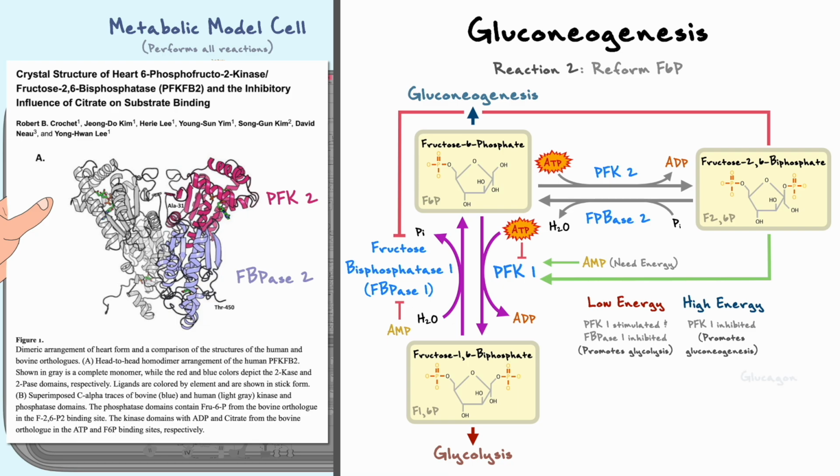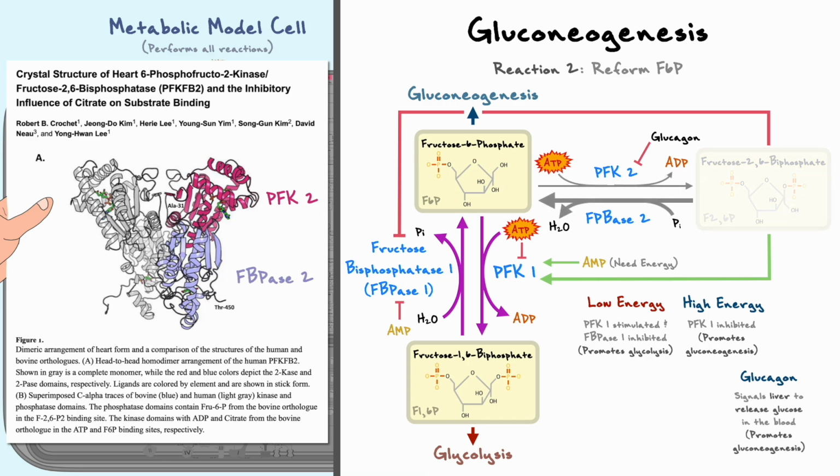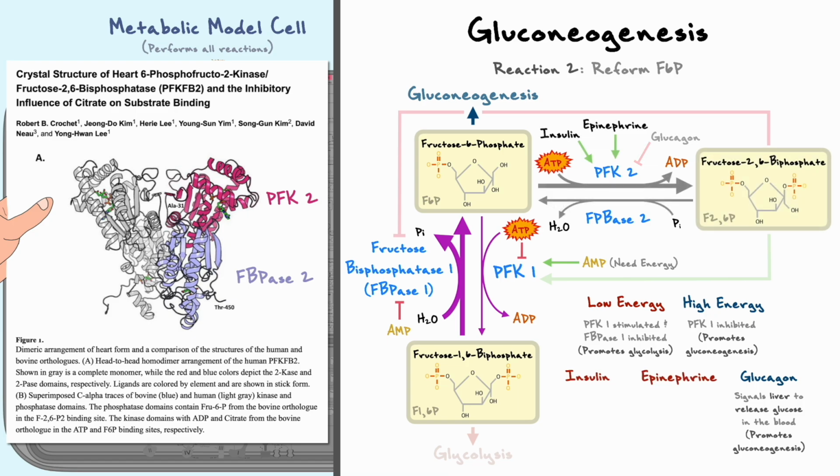For example, if we consider glucagon first, this hormone, which as we said is responsible for increasing glucose levels in the blood, inhibits the PFK2 domain and thus reduces the quantity of F26P. With less F26P, the inhibition of FBPase1 is released and the stimulation of PFK1 decreases, altogether resulting in the promotion of gluconeogenesis. On the other hand, the hormones insulin and epinephrine have the opposite effect as they both stimulate the PFK2 domain and thus increase the quantity of F26P. This increase subsequently promotes glycolysis.